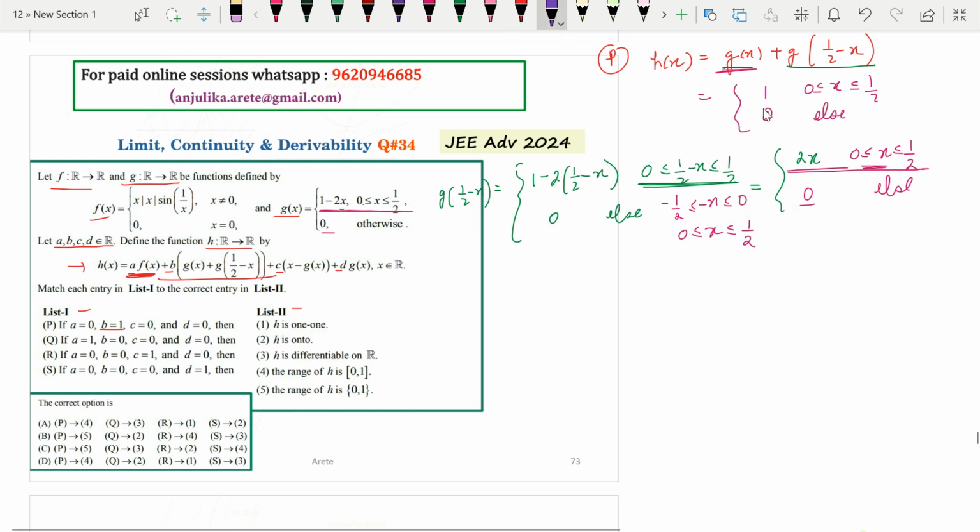Now what is this? You are just having two values, right? It's a discrete function, either 1, which is in this interval, or 0. So clearly you can see that the range is only two numbers, which is 0 and 1. Now let's look at the options. One-one? No, so many values are mapping to 1. Onto? Again no, because its codomain is the complete real line. You are just mapping only 2 points, 0 and 1. Differentiable? No, it's not even continuous. Range is interval 0 to 1? No. Range is 0 and 1? Yes. So your P is mapping to 5.